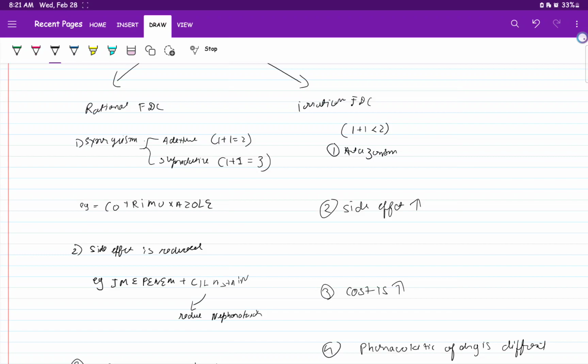We also do combination to reduce the side effects. For example, epanzan plus cetirizine reduce nephrotoxicity.